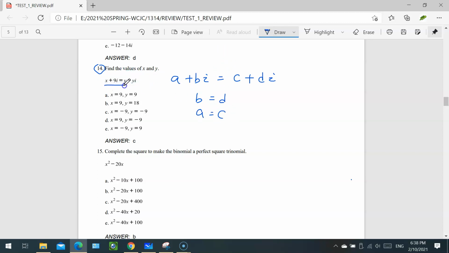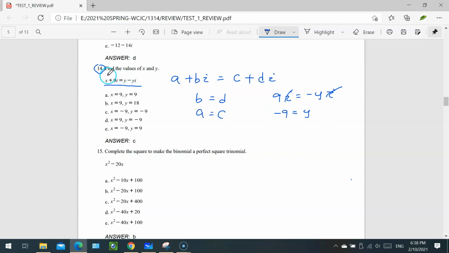So look at the equation we have here. The i terms, they are equivalent, right? So 9i is equal to negative yi. So cross out the i. We have negative y equal to 9, which is y is equal to negative 9.